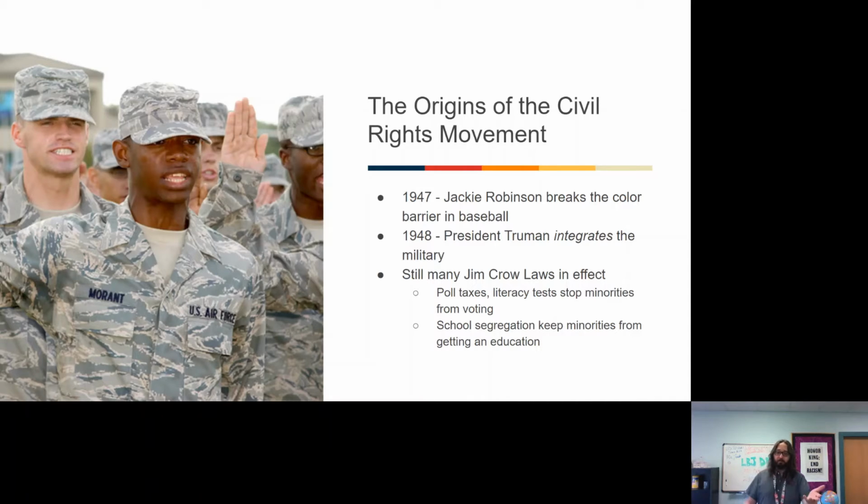Now, as of 1948, there's still a bunch of Jim Crow laws around. Some of them have been gotten rid of. Some of them have sort of fallen off to the wayside, but a lot of them are still around. You've got poll taxes and literacy tests to stop minorities from voting. And of course, school segregation is still 100% legal at this point.